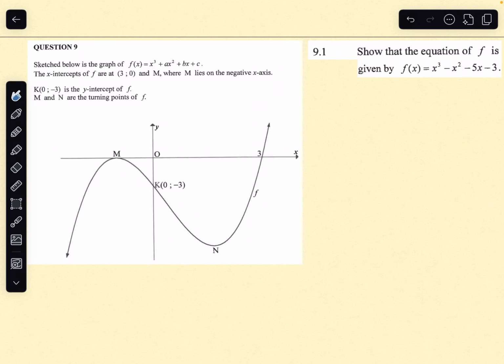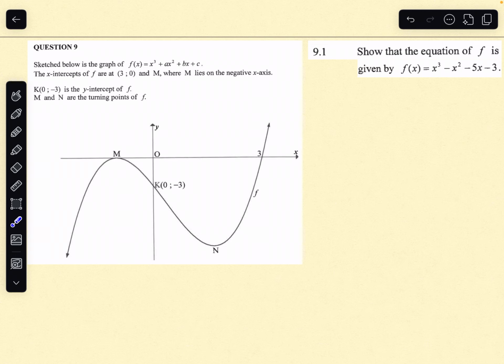The x-intercepts of f are at (3, 0) and (m, 0), where m lies on the negative x-axis. K (0, -3) is the y-intercept of f. M and n are turning points of f. So the first question asks us to show that the equation of f is given by the following.